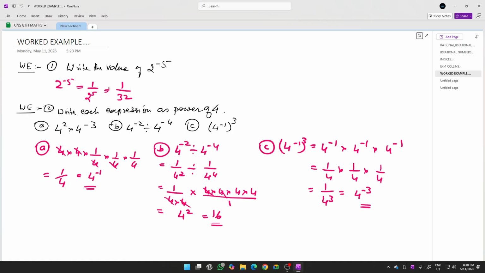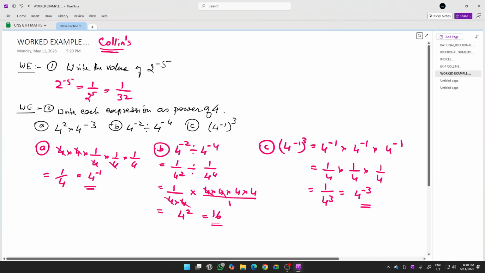Let us try to work out this worked example. Okay, let us understand the worked example. Now, this is from the book written by Collins. This is a book written by Collins, and this is referred to by many students in the 8th grade. So your first worked example is this one. Write the value of 2 raised to minus 5. Now, this is a number in the indices form, 2 raised to minus 5.